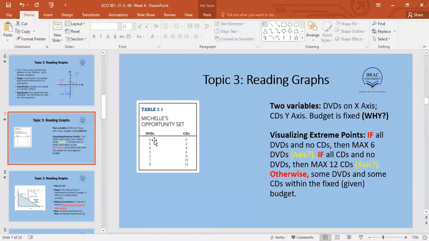If I sacrifice one DVD, I get 2 CDs. If I sacrifice another DVD, I get another 2 CDs. If I sacrifice another DVD, I get another 2 CDs. So we are getting a ratio, aren't we?